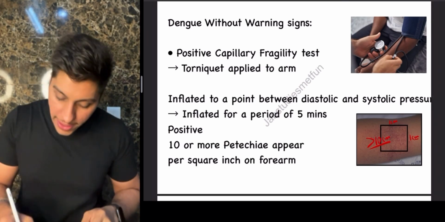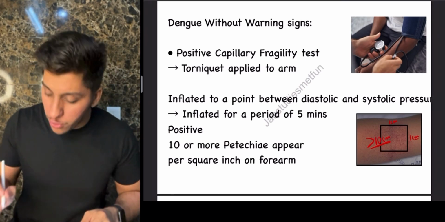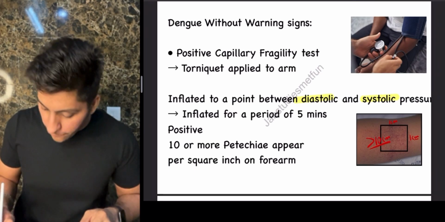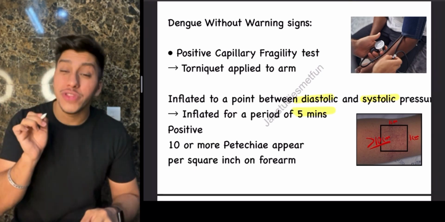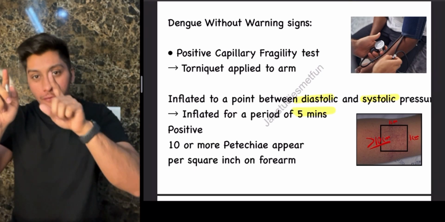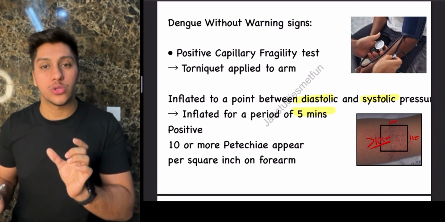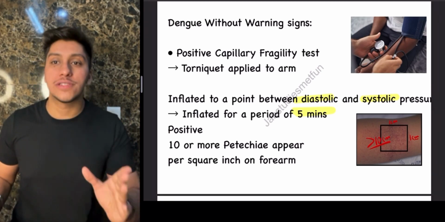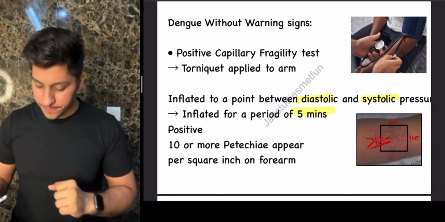How are you going to do it? As I told you, take the midpoint of the diastolic and the systolic pressure for 5 minutes. If you get more than 10 petechiae in that area of 1 centimeter, 1 square inch, then that is going to be a positive capillary fragility test.